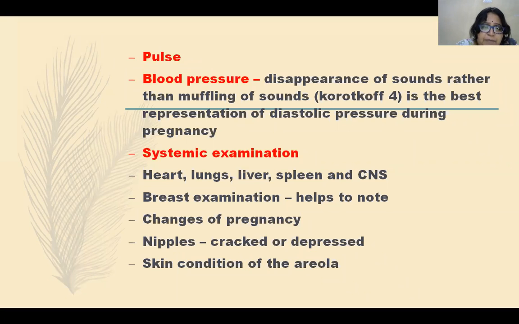What do you see in systemic examination? Her heart, lungs, liver, spleen, and central nervous system have to be examined, and her breast should be examined because they will help in noting the changes of pregnancy, and you will be able to detect whether the nipples are cracked, depressed, so that you can start her treatment earlier so that she will not face any problems during her breastfeeding. Next, what is the condition of skin of her areola? You have to look for any fungal infections.